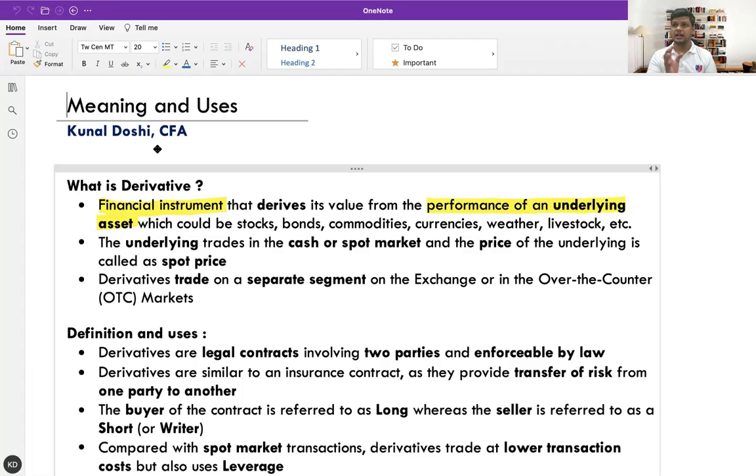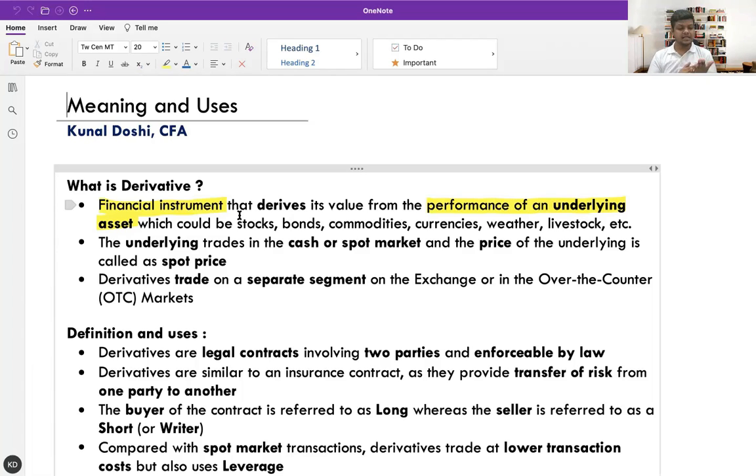Perfect. Now, here the underlying assets can be the price of a stock, bond, commodity like gold, copper, crude, or it can be weather. I'll explain how people play derivatives on weather or livestock. Anything which is traded can have a derivative instrument.